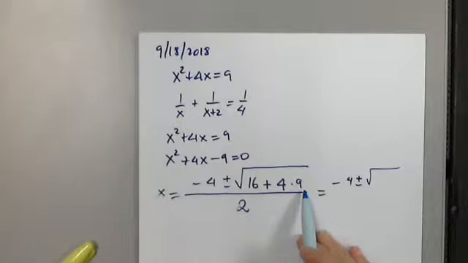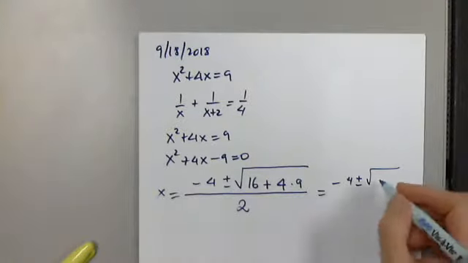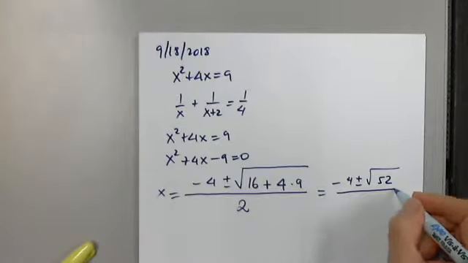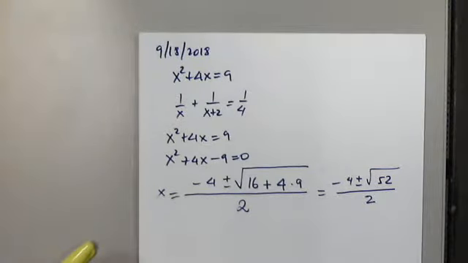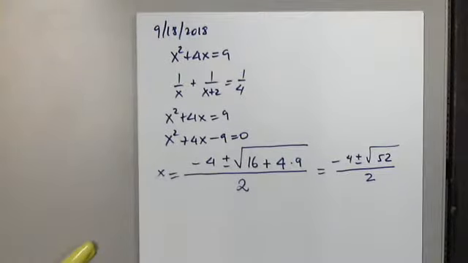4 times 9 is 36. 36 plus 16 is 52. Any questions so far? Always correct me if I'm wrong. So 36 plus 16. I'm asked to simplify. Let's go to 52.